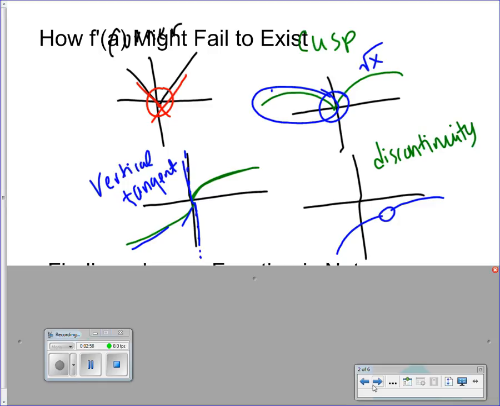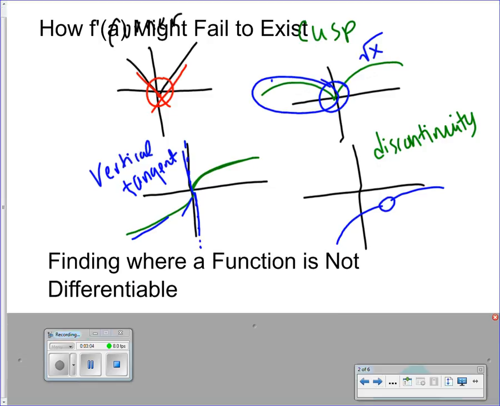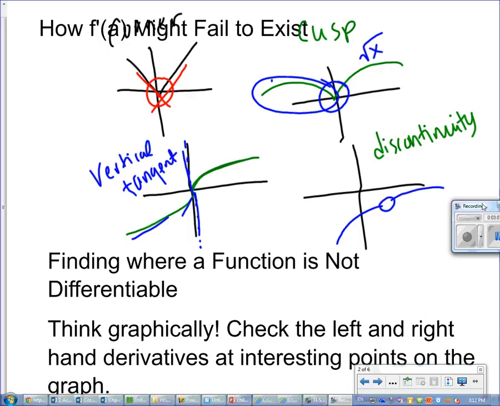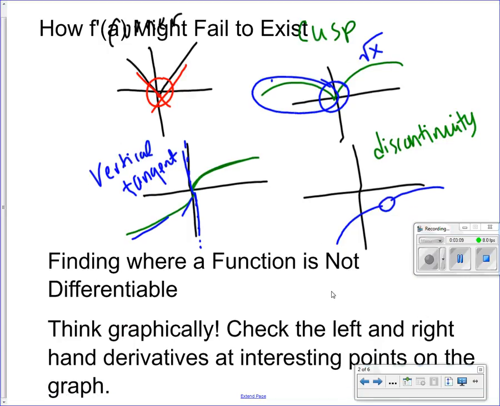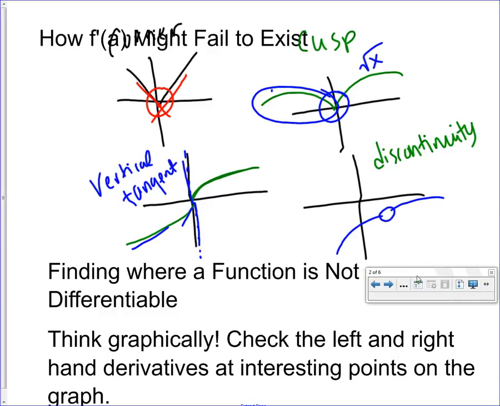Okay, so how can you tell that the derivative does not exist? You want to think graphically. All of these are what I call interesting points: a corner, a cusp, a vertical tangent, or a discontinuity. Something interesting is happening there. So think of the graph of the function, and about where on the domain something interesting, like these four things, happens. Then at those points, check for a derivative. You're going to check both the left and the right-hand derivatives. If they match, you're differentiable. If they don't match, then the function is not differentiable at that point.